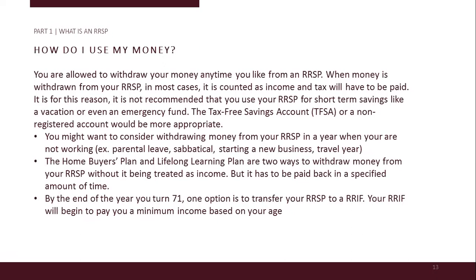The Home Buyers Plan and Lifelong Learning Plan are two ways to withdraw money from your RRSP without it being treated as income. But it does have to be paid back in a specified amount of time. By the end of the year you turn 71, one option is to transfer your RRSP to the RIF. Your RIF will begin to pay you a minimum income based on your age.